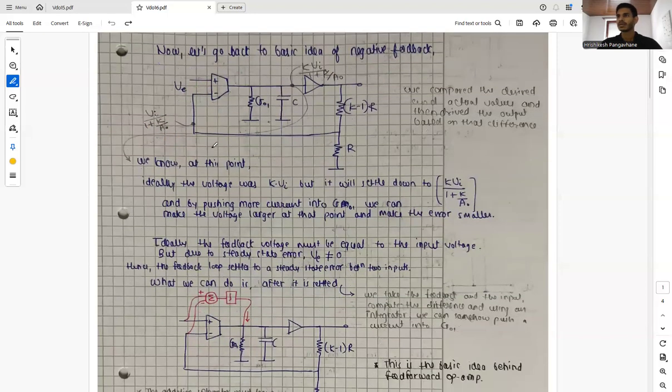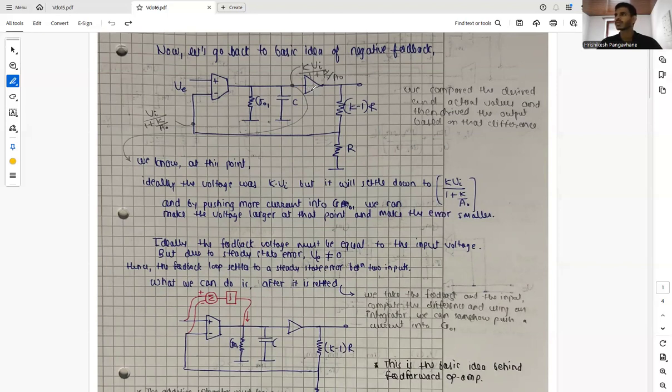So now we know at this point, ideally the voltage was kVi, but it will settle down to the non-ideal value. Let's consider a DC stage where the capacitor is an open circuit. By pushing more current into GO1, we can make the voltage at the output larger and make the error smaller. So basically we settle to a non-ideal voltage at steady state.